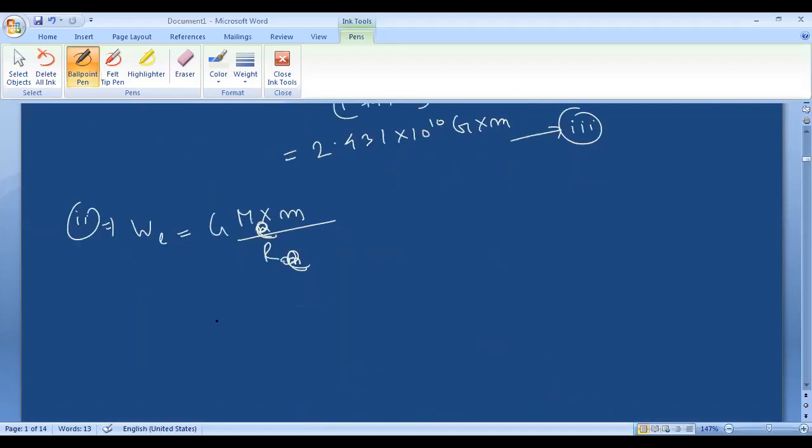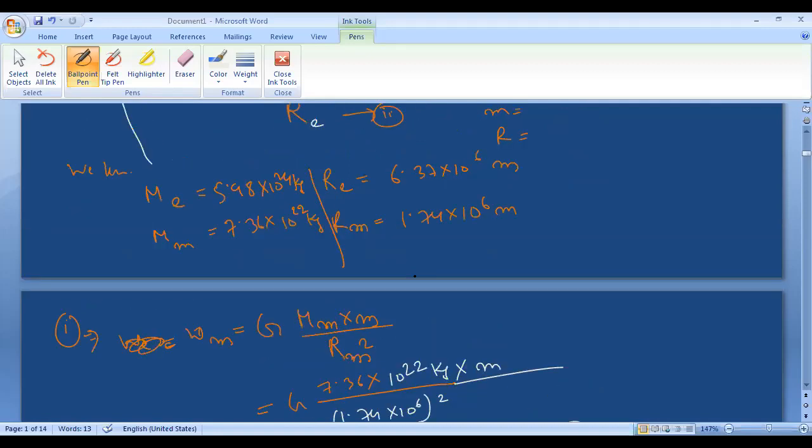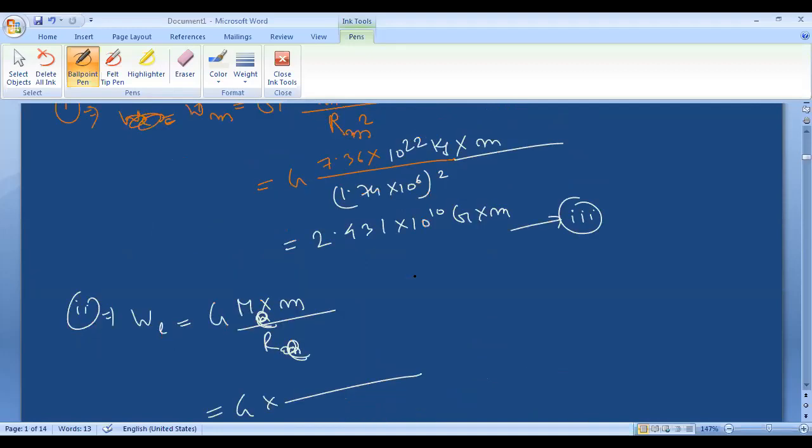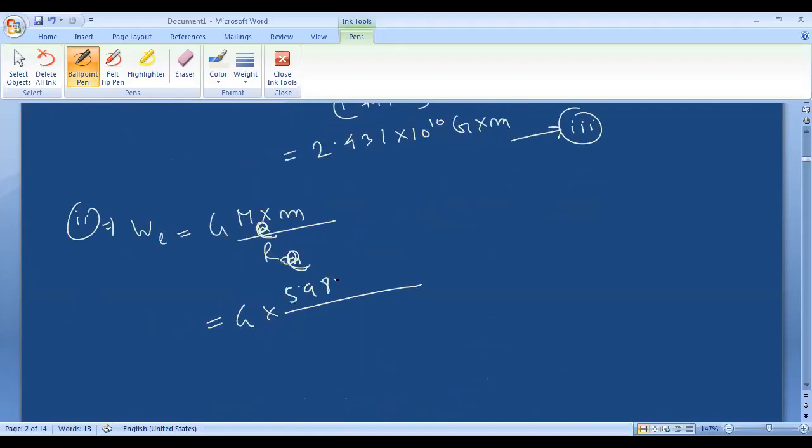So now see, just put the value here. G into, what is the mass of the earth? 5.98 into 10 to the power 24 kg. Keep M as it is because we don't have the value of M. And RE is how much? 6.37 into 10 to the power 6. So when you solve this, your value will be 1.474 into 10 to the power 11 G, where G means the gravitational constant. So this will be equation 4.